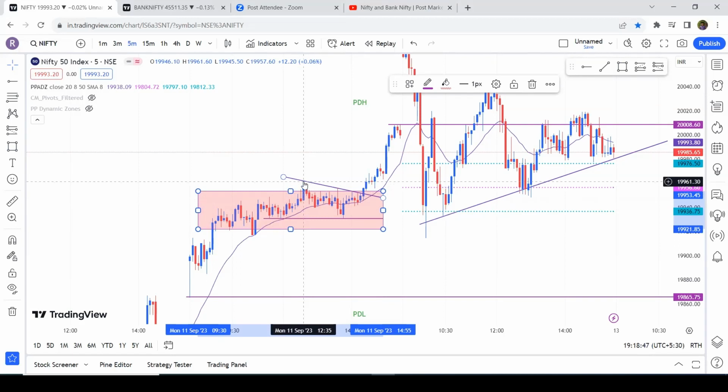A breakout usually works after 12 p.m. It should have taken the high of this candle itself, but it didn't work. And again there was a consolidation. Later it gave momentum.